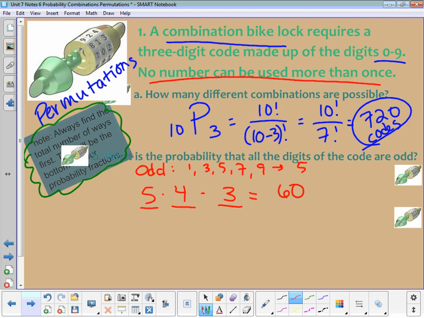There's 720 total codes. So 60 divided by 720, you can use your calculators. By the way, you might want to have your calculator out for this lesson because there's lots of big numbers that have to be divided. So 60 divided by 720 gives us 0.083.